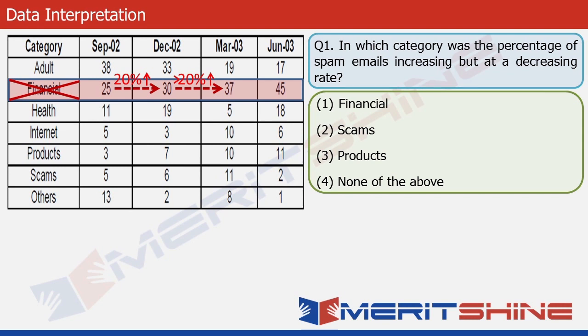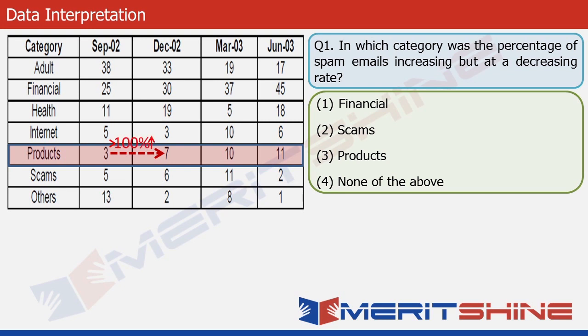Now let's look at option 2, scams. If you look at the numbers for scams in March 03 and June 03, the number is decreasing from 11 to 2. So we can rule this option out straight away. Now let's look at option 3, products. For this option, if you look at the jump from September 02 to December 02, it has increased from 3 to 7. So it has more than doubled. So the increase is more than 100% here.